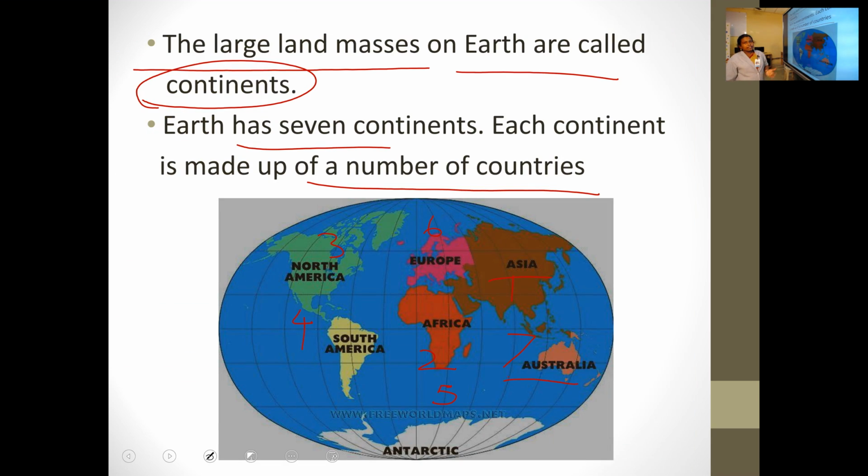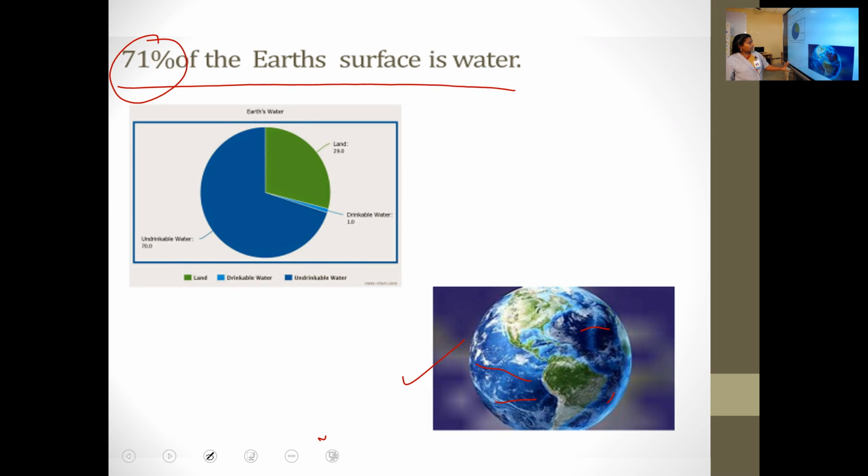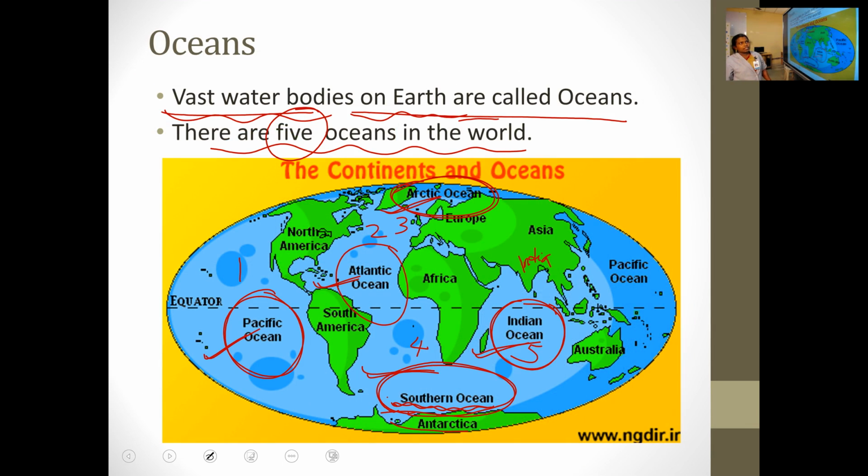So, before ending the lesson, let's revise what we studied today. What are called continents? The large land masses on Earth are called continents. How many continents are there? Yes, there are 7 continents and each continent is made up of a number of countries. Then we studied about the oceans. What are called oceans? Vast water bodies on Earth are called oceans. How many oceans are there in the world? Yes, there are 5 oceans in the world.